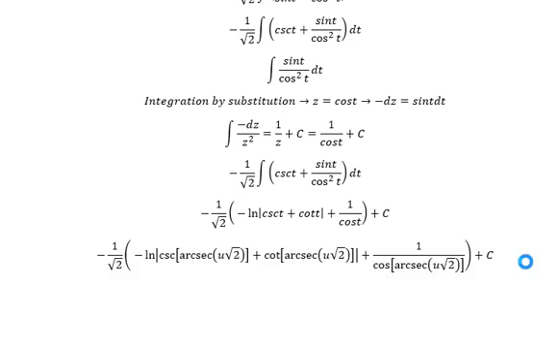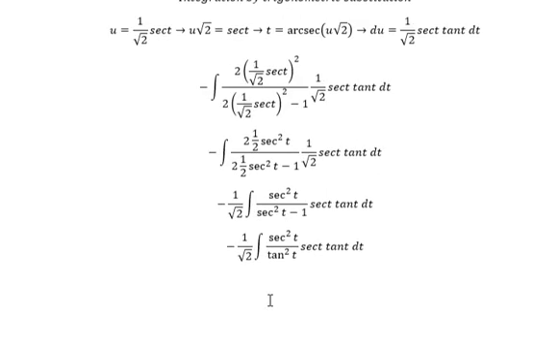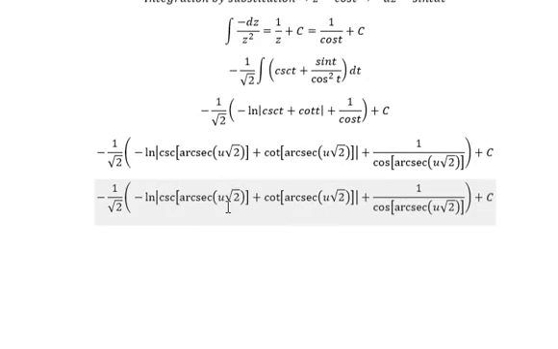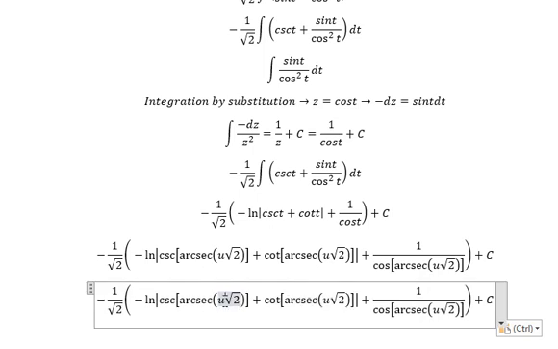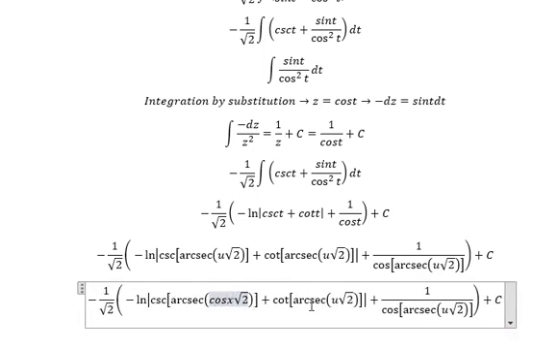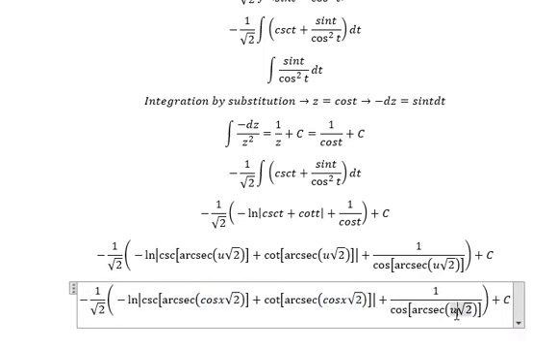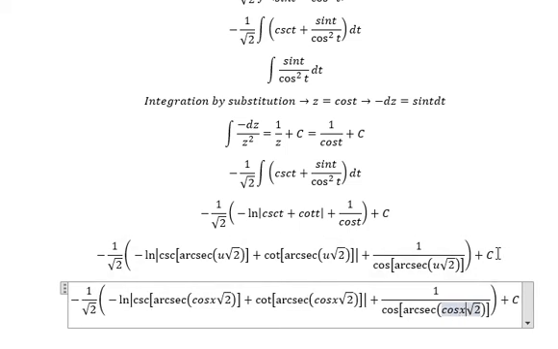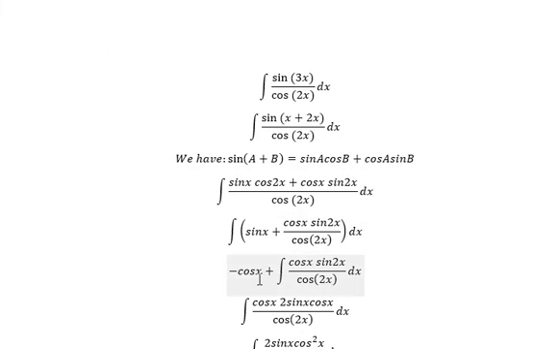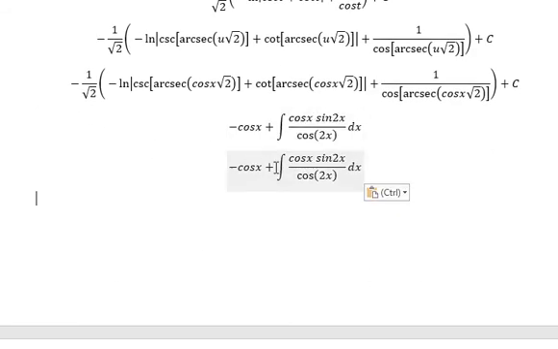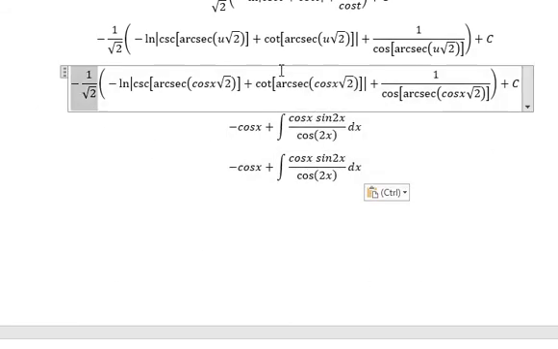Now, about u, that is cosine x. Now, we combine the answer in here. So, this one, that is this one.